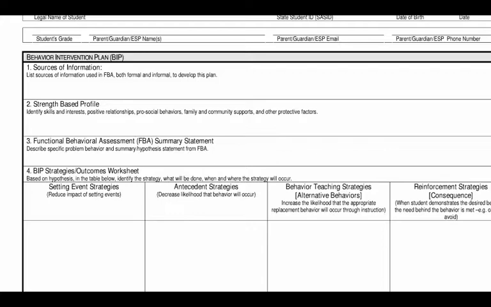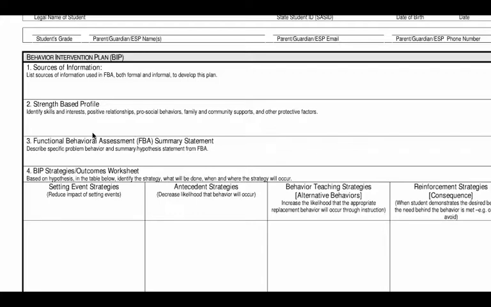The next thing is the strength-based piece. Identify the skills and interests and the positive relationships the person has, the pro-social behaviors that are already exhibited by the individual, what family supports they have, community supports. Could be individuals from a religious association, a church, a synagogue, for example, that may be very caring about the individual. All those things become strengths. And all those things can be mechanisms for really assisting a person to make progress in their life. So that should be listed.